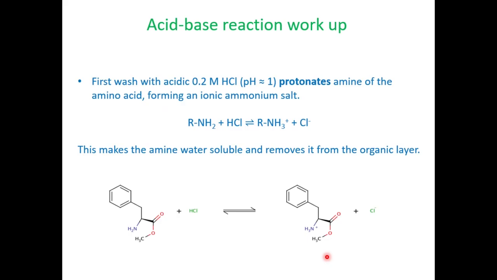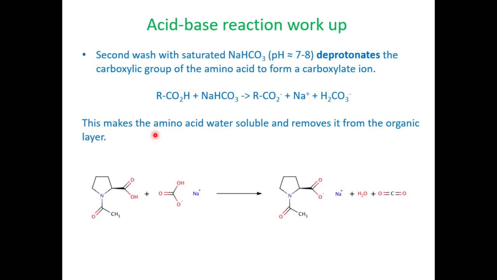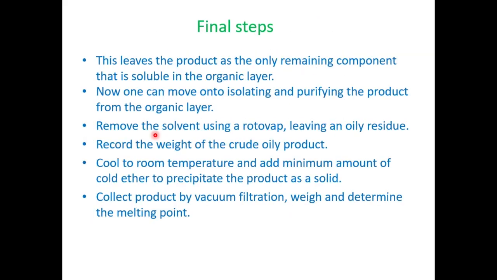So for the first wash in this experiment, what you'll be doing will be a wash with 2 molar HCl, and that protonates the amine of the phenylalanine amino acid, forming the ionic ammonium salt, and this makes the amine water soluble and removes it from the organic layer. It moves into the water layer. The second wash is with saturated sodium bicarbonate, and that deprotonates the carboxylic acid group of the amino acid to form the carboxylate. This makes that amino acid water soluble and removes it from the organic layer and into the water layer. So after these two washes, the acid wash followed by the base wash, the organic layer should only contain the product dipeptide.